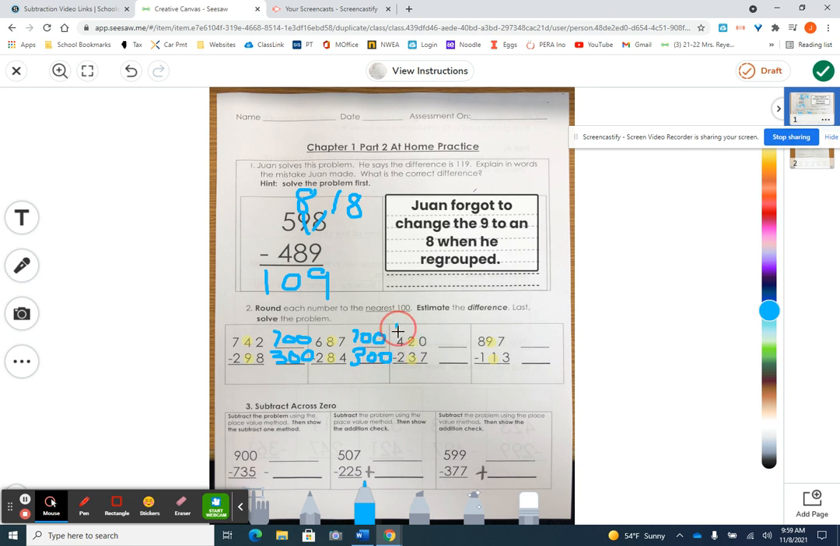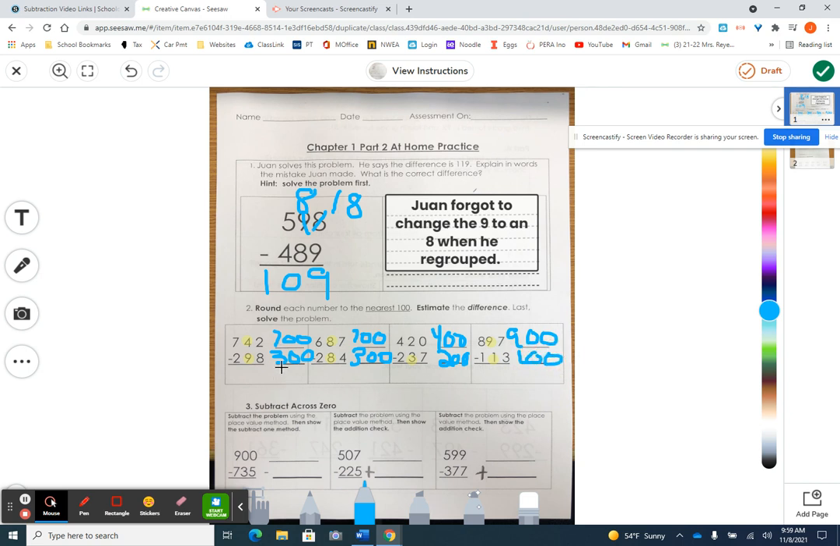The 2 tells the 4 you're going to stay, so that's going to be a 4. And then the 3 tells the 2 you're going to stay, so that's going to be a 2. The 9 tells the 8 you're going up, so that's going to be a 9. And then the 1 tells the 1 you're going to stay.